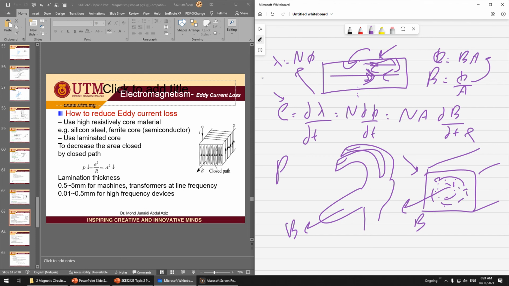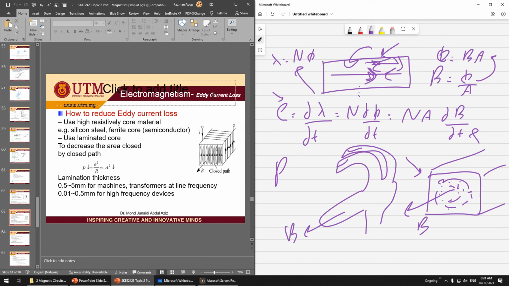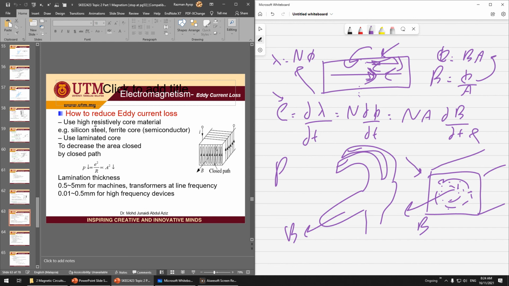So you already know that eddy current loss occurs when unintended electrical current flows inside the core. So how to disrupt this current? Basically, how to reduce the eddy current is you use a high resistance core. So remember here, P is equal to E squared divided by R. This is just recalling Ohm's law. P equals V squared over R. So to reduce it, you can use a high resistive core material, like silicon steel and ferrite core. This is one of the methods.